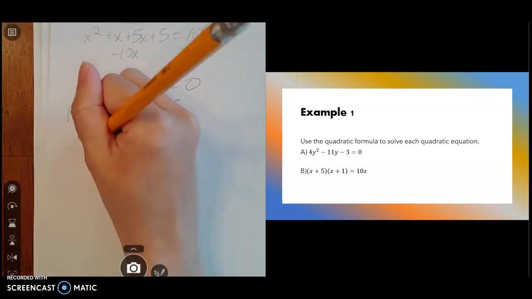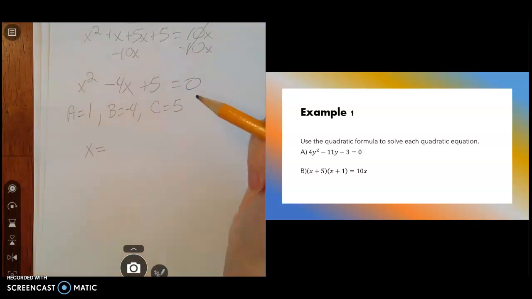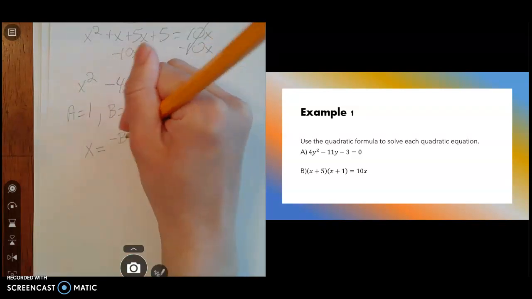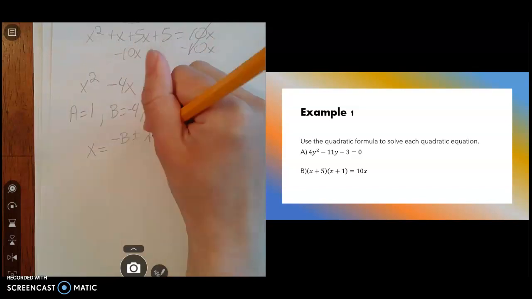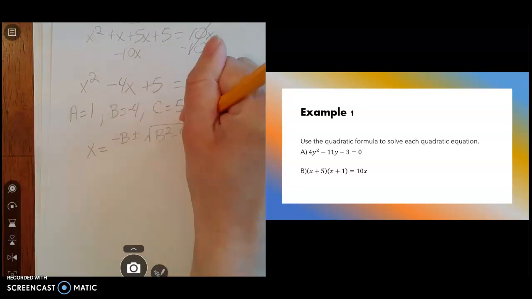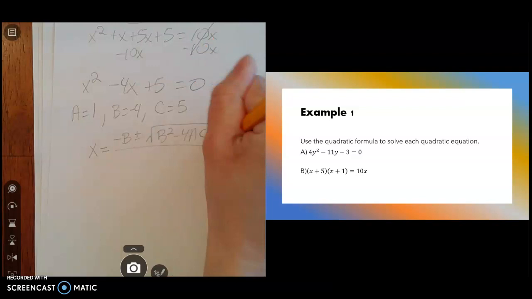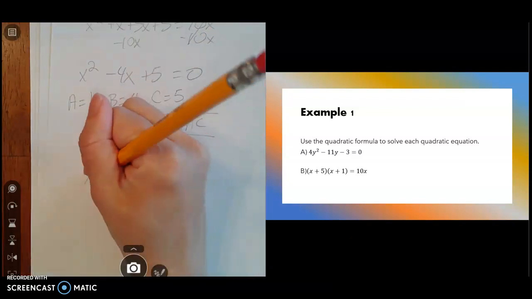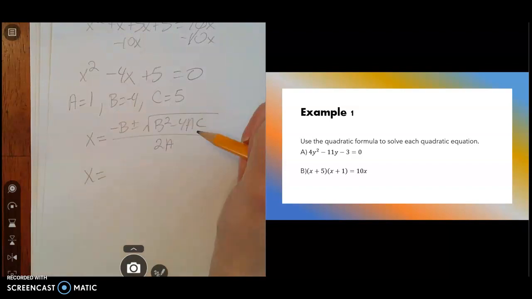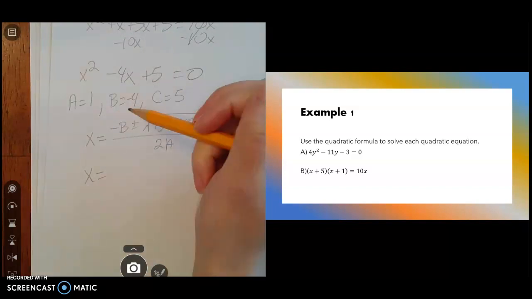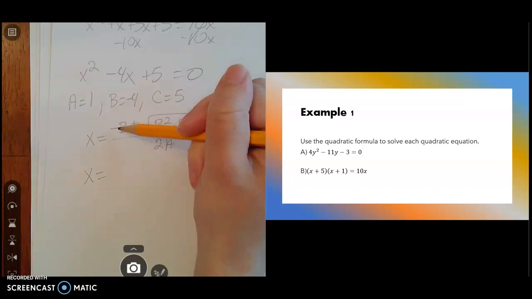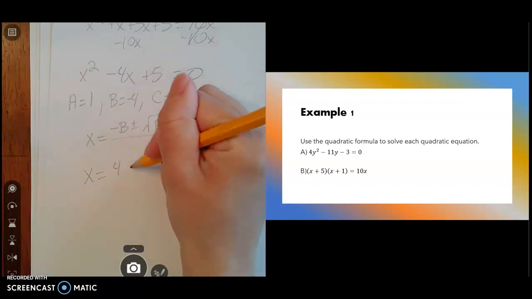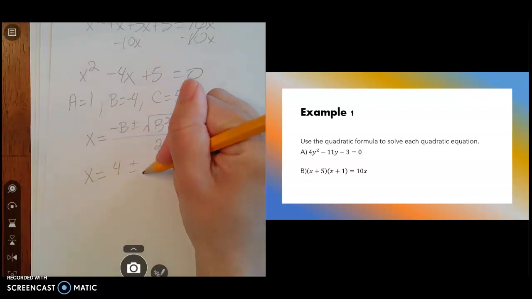And just reminding you, we'll have our quadratic formula, x equals the opposite of b plus or minus the square root of b squared minus 4ac all over 2a. Okay? So let's go ahead and substitute our values in and see how this works out. First thing I have is the opposite of b. Well, the opposite of negative 4 would be positive 4. Plus or minus the square root.